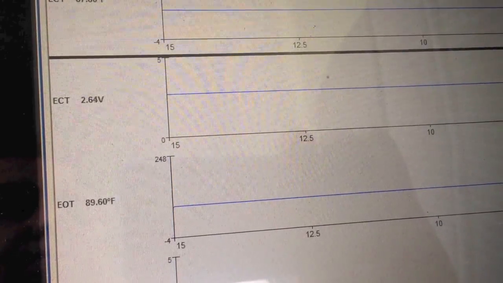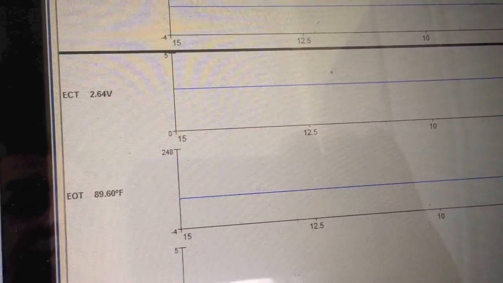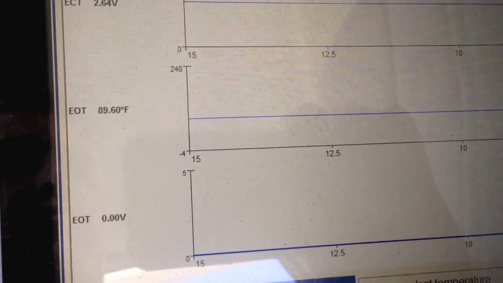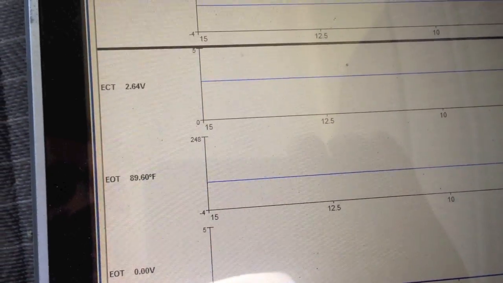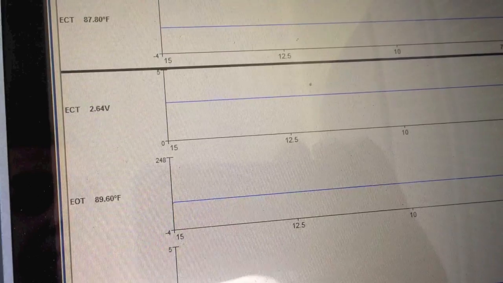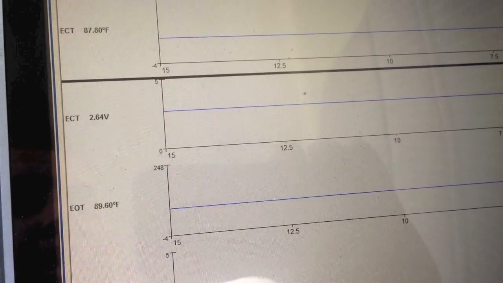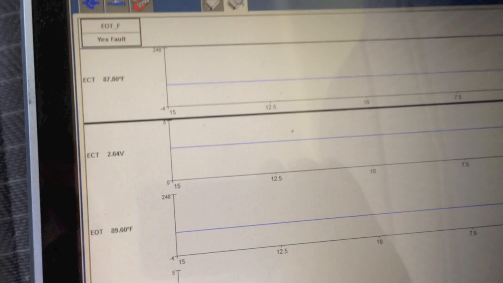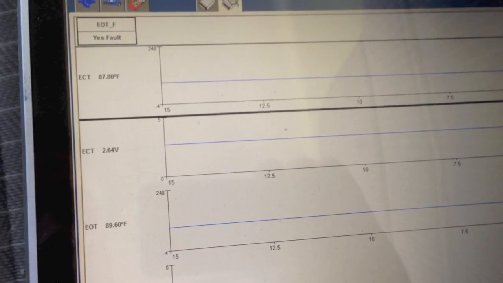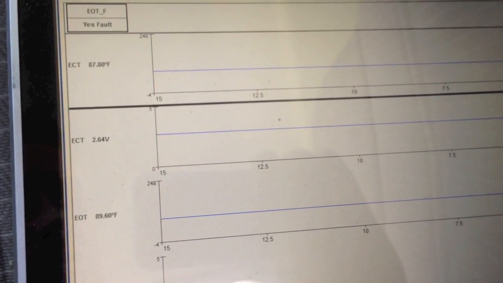Engine coolant temp 2.5, well, 2.65. Oil temp 0. So since it's lost the signal, or there's something going on with the signal, it's taken the coolant temp and applied it to the oil temp. And it would do it either way. It'll take the oil temp and apply it to the coolant temp and do this to us.